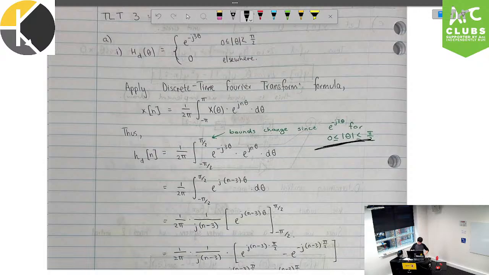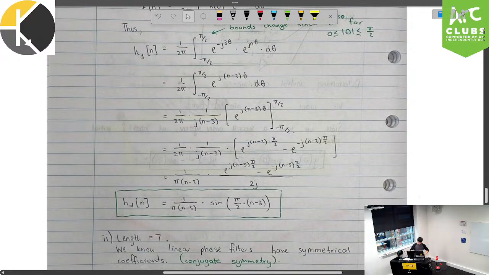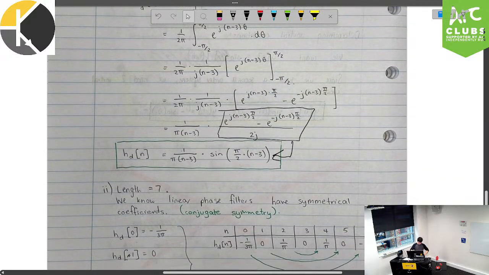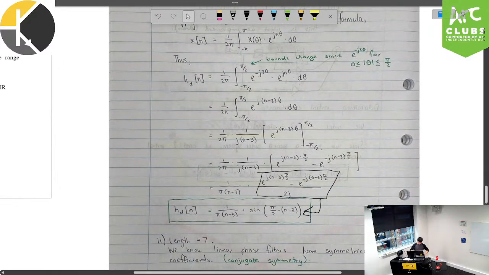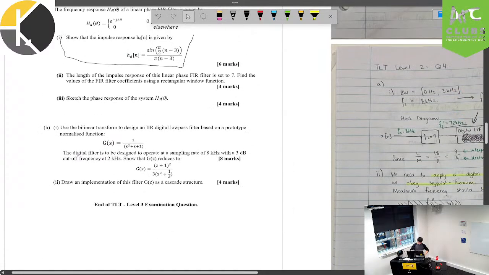Okay, so once again, we're just applying the integral. We recognize the bounds used on this integral, so we no longer use minus pi to pi, minus pi on 2 to pi on 2. Okay, sub it in. Oh my gosh, the exponent joined together and factors out. Lovely stuff. And so we actually get left with a very, very nice sine equation right here, giving us that hd of n is equal to 1 on pi n minus 3 times sine of pi on 2 times n minus 3. All right, lovely stuff. And that was as required.